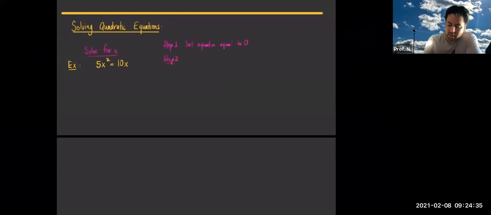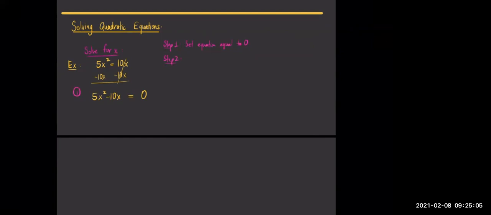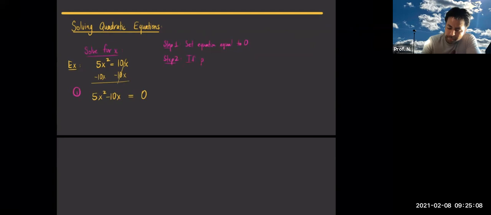So this is for solving quadratics, right? So we're going to subtract 10x on both sides. And then I get 5x squared minus 10x equals 0. Okay, so I set it equal to 0. Great. Step one is done. Now what? Factor out the GCF. Very good. So if possible, factor the trinomial, factor the quadratic expression. Good.